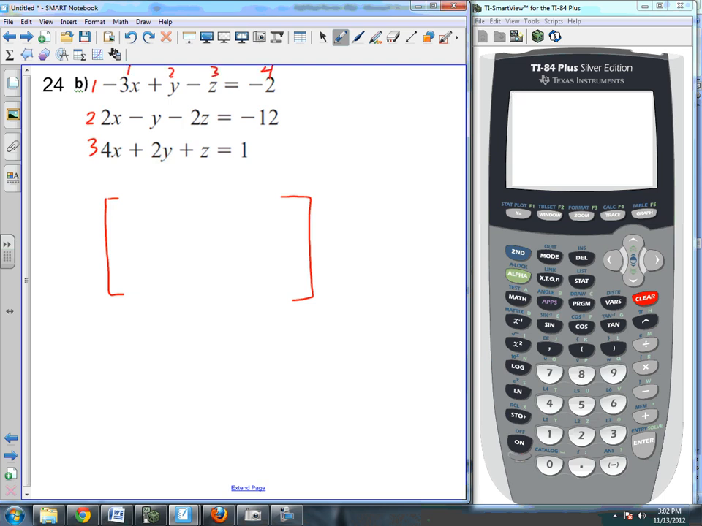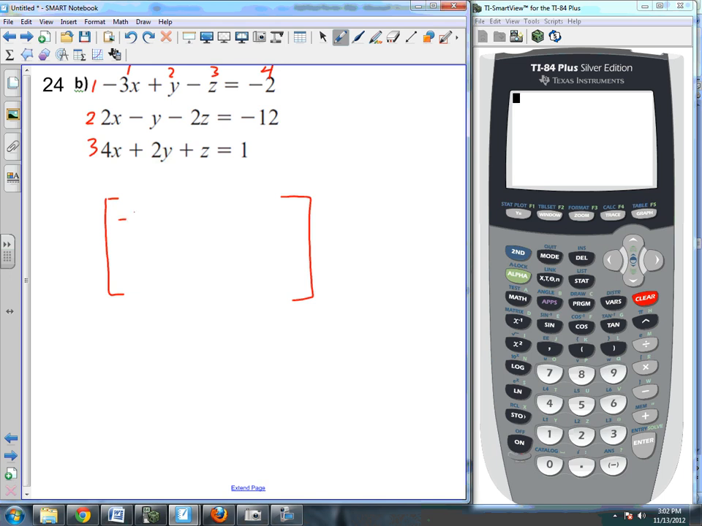If you notice, the first column is the x column. The second column is the y column. The third column is the z column. And then the fourth column is your constants. So that's going to be important, especially if there are variables missing in any equation. You need to hold that place with a 0.